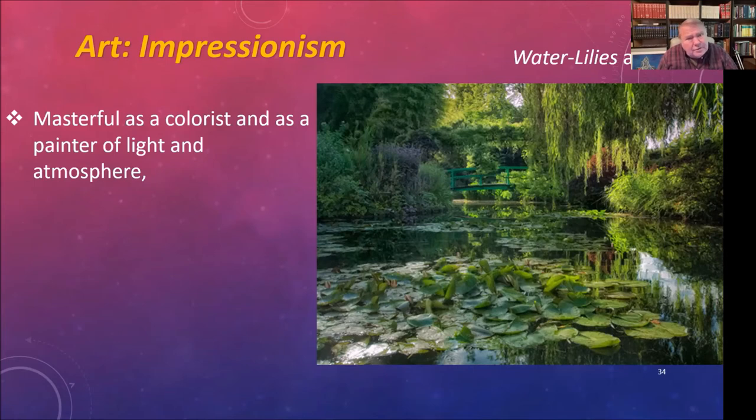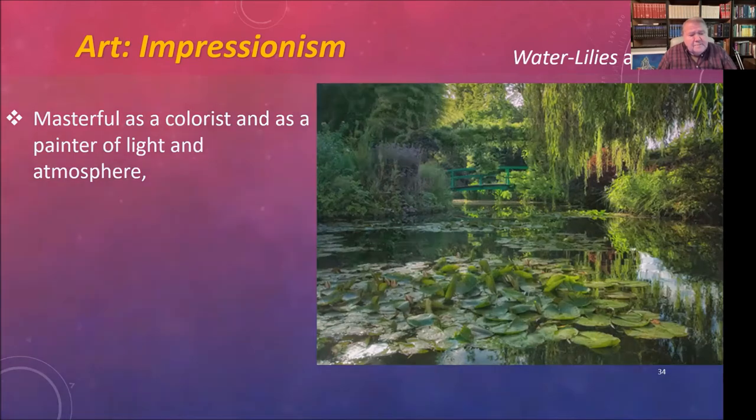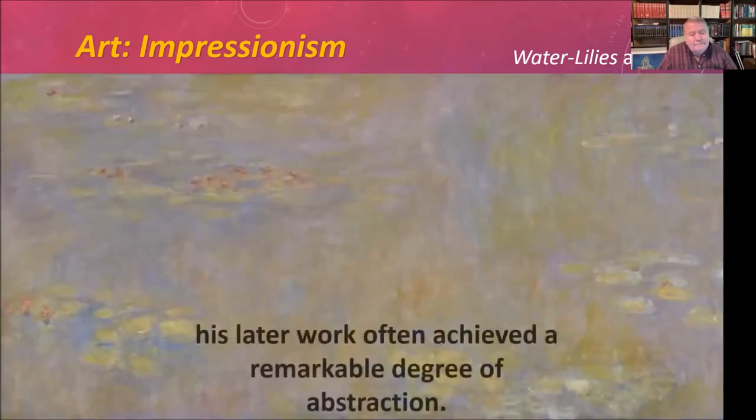And as he grows older, his eyesight begins to get worse. And his painting becomes more abstract. And partially that's because he doesn't see as well. But I think partially it's also because he's really trying to paint truthfully what he is seeing. Here's an example of one of his later paintings. The abstraction is incredible here. You can tell his eyesight has really deteriorated.